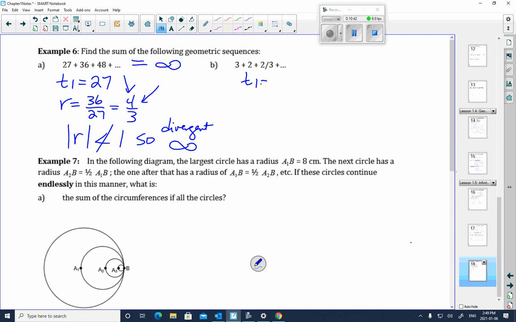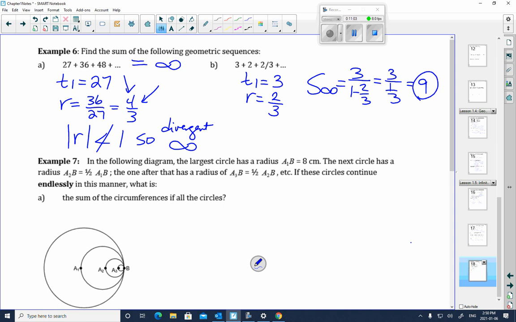So term 1 is 3. The common ratio is the second term divided by the first term, so we're good to go because that's less than 1. So the sum to infinity would be 3 divided by 1 minus 2/3, which is 3 divided by 1/3, which gives me 9.